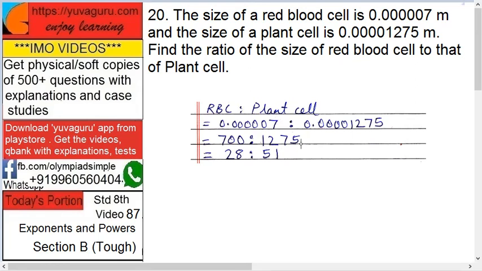700 upon 1275. Go on minimizing this, meaning reducing this. Divided by 25, you get 28 divided by 51. This can't be divided further.